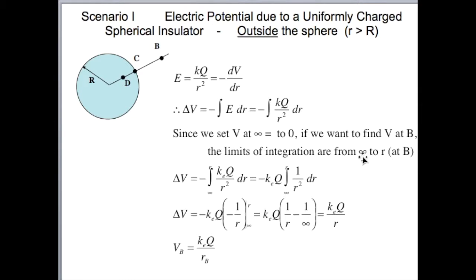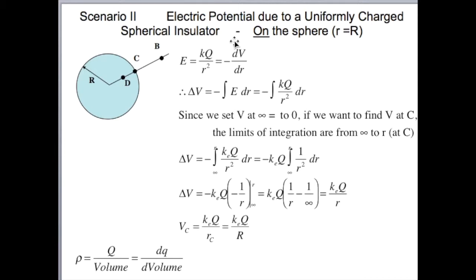And so the limits are from infinity to R. We're starting at infinity and coming to R for kq over r squared. And what we end up with is that delta V from infinity to R is kq over R. That's what we can call absolute potential, right? It's not just a potential difference between two points. This is what we call just the potential due to some charge. And so this is outside the sphere.